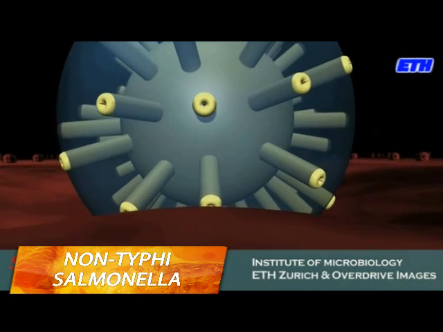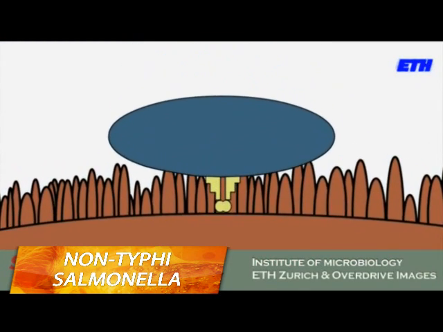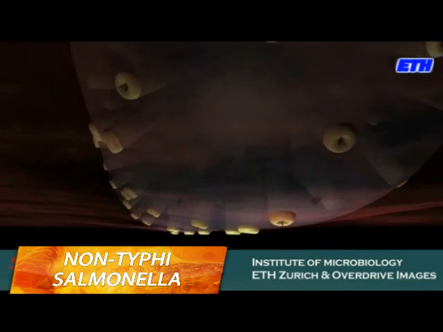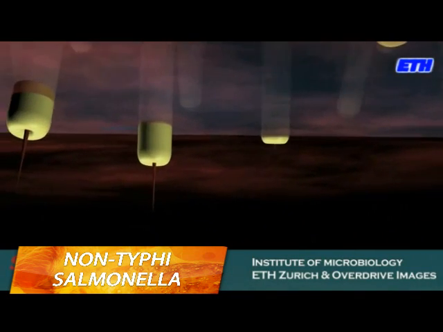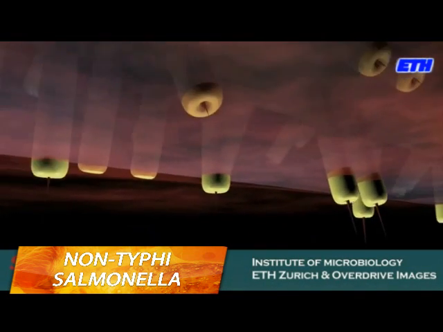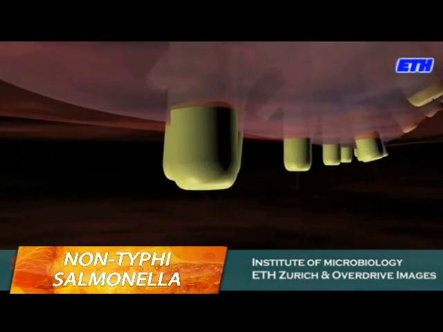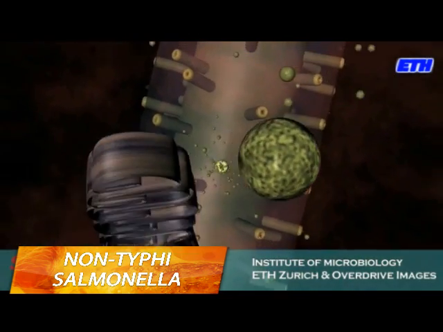Once Salmonella has attached to the surface, it now starts to invade into the interior of these cells. The bacteria use a specialized needle-like organelle, a type 3 secretion system, to deliver its toxins directly into the intestinal host cells. This system functions like a molecular syringe, which starts to inject the Salmonella toxins as soon as it gets in contact with the host cell surface.